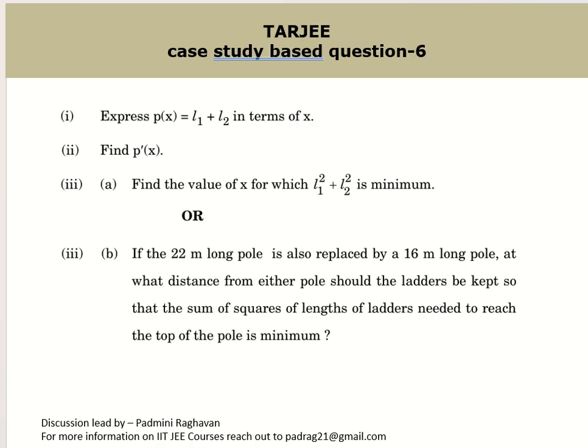So the answer to the last subdivision of the question, at what distance from either pole should the ladders be kept, is that it should be exactly at the middle of both the poles, the middle of the road. Both the ladders have to start from the middle of the road so that the sum of the squares of the lengths of the ladders needed to reach the top of the pole becomes minimum.